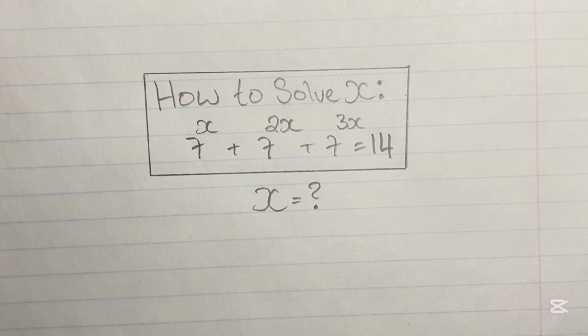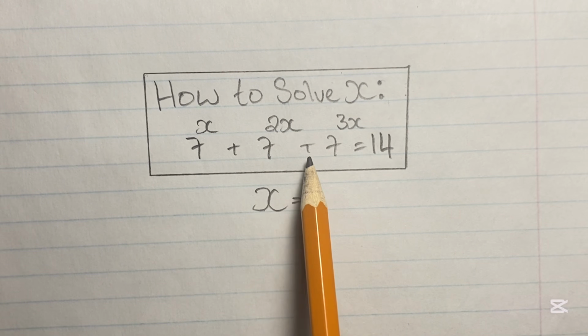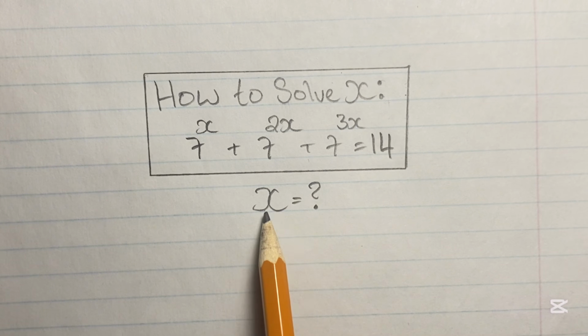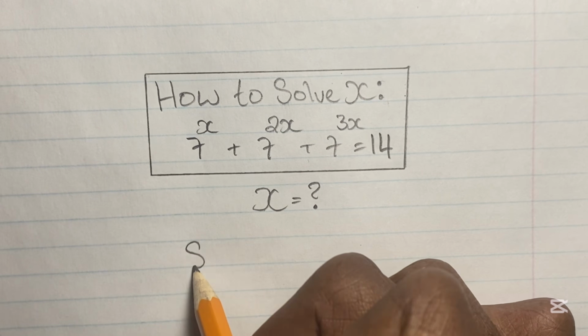Here we have another algebraic exponential equation that we're going to solve. In this equation we have 7 to the power of x plus 7 to the power of 2x plus 7 to the power of 3x is equal to 14. And we are asked to find the value of x.